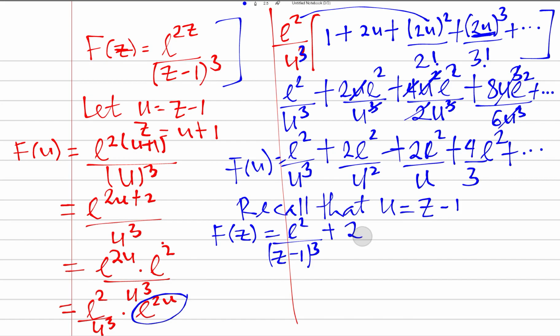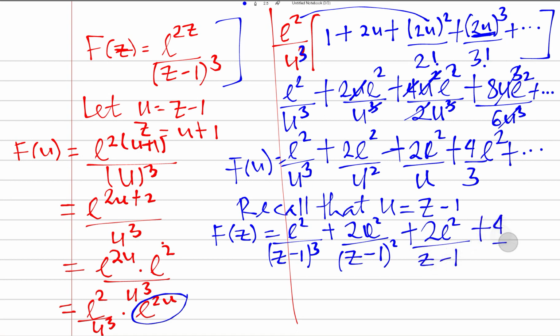Plus 2e raised to power 2 over z minus 1 all raised to power 2, plus 2e squared over z minus 1, plus 4 over 3 e squared plus dot dot dot. So this is the final answer for our solution. All right.